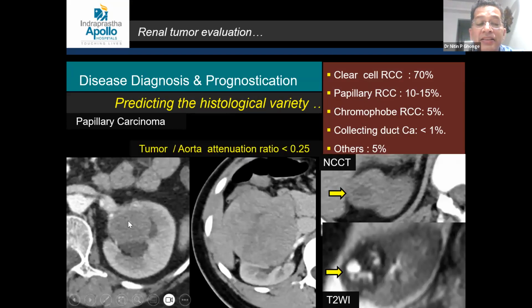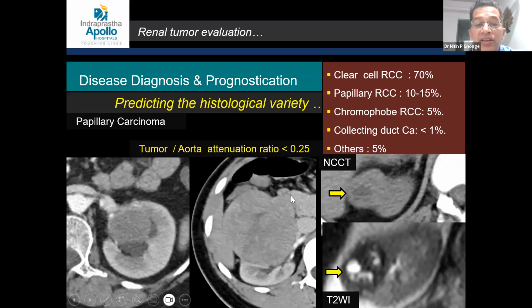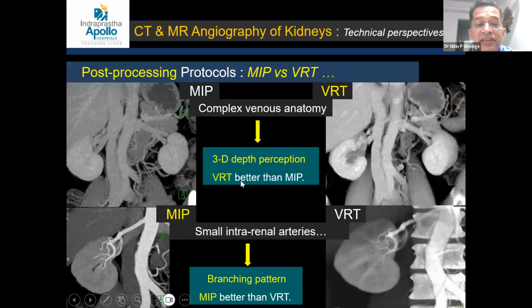Again, this is another example. Hypoenhancing lesion. Compare it with the enhancement of the aorta. If the attenuation ratio on contrast is less than 0.25, that means the lesion is hypoenhancing. If it is hypoenhancing, then it is likely to be a non-clear cell variety of RCC. If it is hyperenhancing like this one, then it is the clear cell variety of RCC. So histological prediction is also possible in patients with renal tumor.